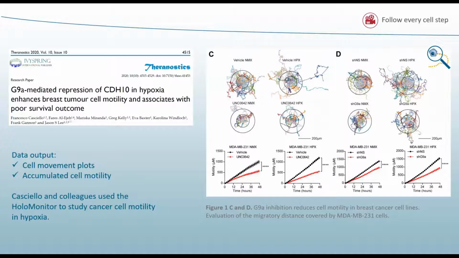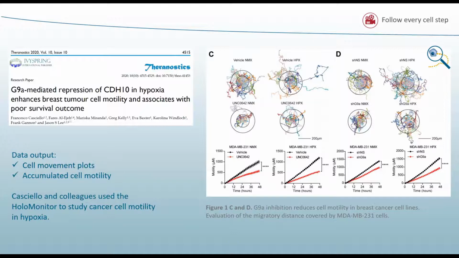But in vivo, tumor cells are prone to some kind of hypoxic state, depending on where in the tumor they are and what kind of tumor it is. Most tumor cells are more or less hypoxic. So Casciello and colleagues, they're from Australia, have been looking at a factor called CDH10, which is involved in the hypoxia-mediated metastatic cascade, and it will down-regulate cell motility.